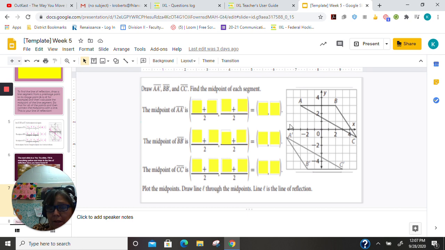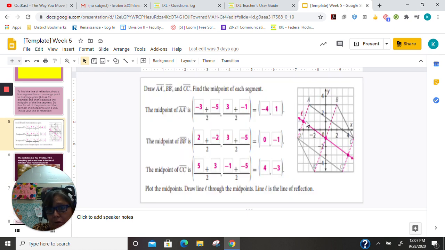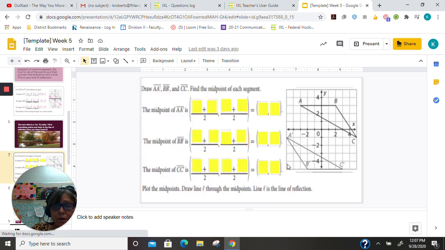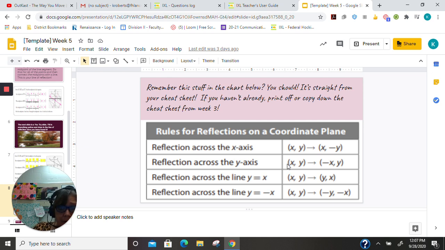When you get done, and I should have said that back here, when you get done finding all three midpoints, you want to plot them. You found all three, now plot all three. There's one, and there's one. And then draw a line. And that's your line of reflection. That's the line that your image is reflecting across to get to your pre-image. Your pre-image is getting to your image. So, same thing. Once you find these three midpoints, then you're going to plot the 3 points and draw a line, and that's going to be your line of reflection.